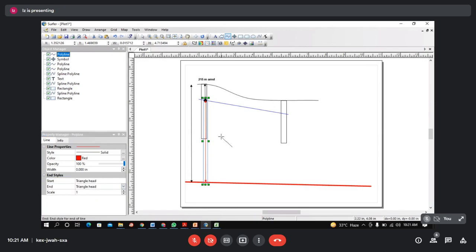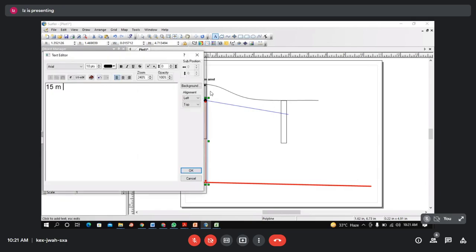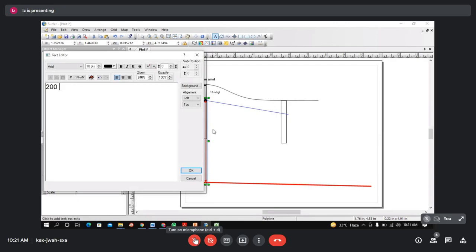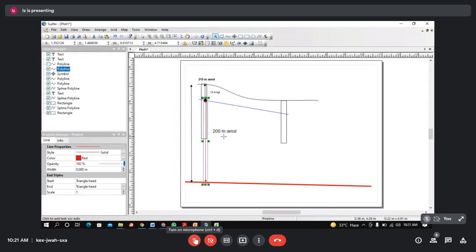Okay. So if this is 15, for example, if this is 15 meter BGL, right? So how much will be the water table elevation? 200. Okay, so this is 200 meter AMSL.